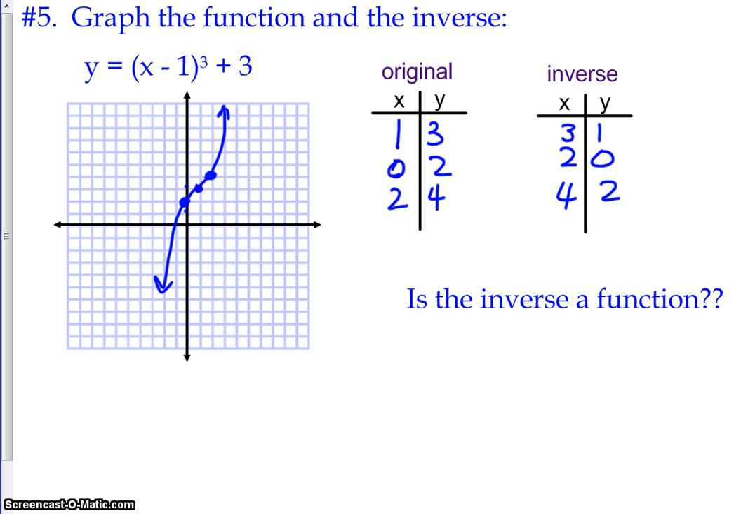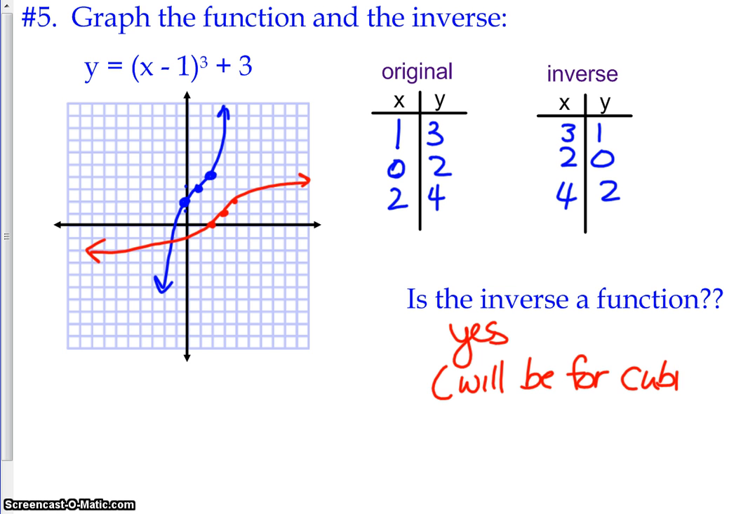So now I'm going to do that in red here. I'm going to graph 3, 1, 2, 3, 1. That's my inflection point. 2, 0 would be right here. And then 4, 2 would be up here. So again, I'm just doing this and this. And you can see how your graphs look. Is the inverse a function? Yes, and it always will be for cubics.